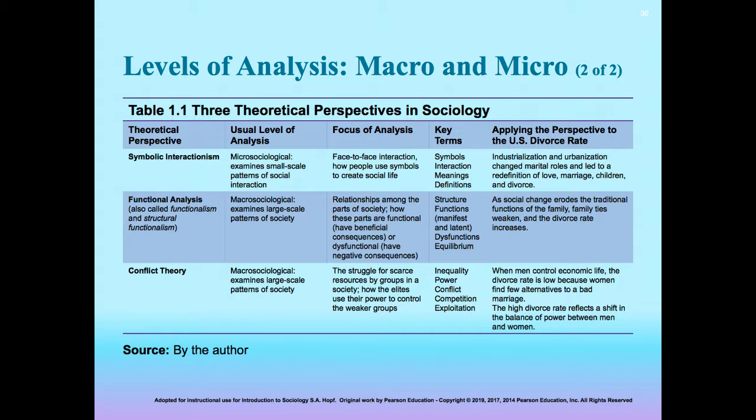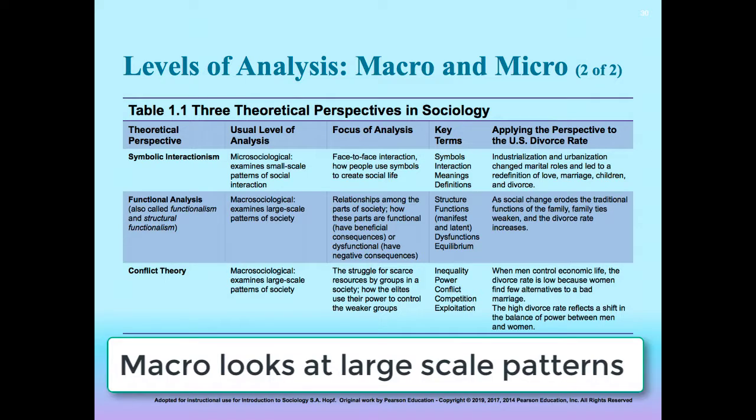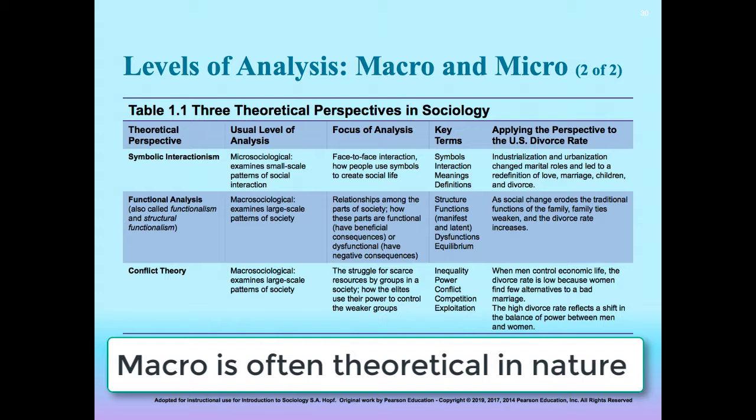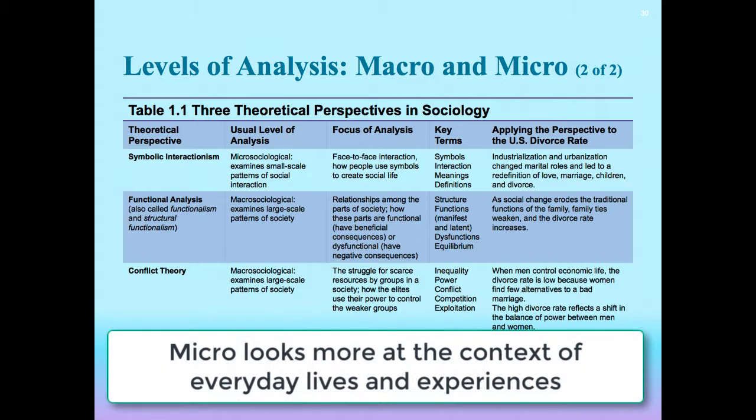So one way to describe the differences is that macro sociology refers to sociological approaches and methods that examine large-scale patterns and trends within the overall social structure, the social system, and the population. Often, macro sociology is theoretical in nature too. On the other hand, micro sociology focuses on smaller groups, patterns and trends, typically at the community level and in the context of everyday lives and experiences of people.